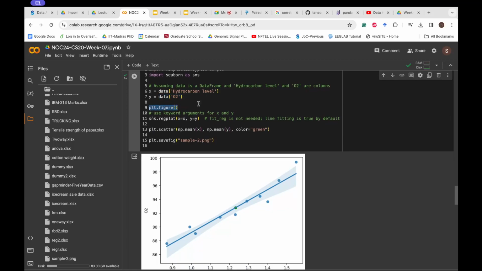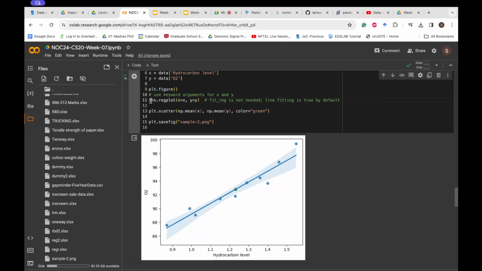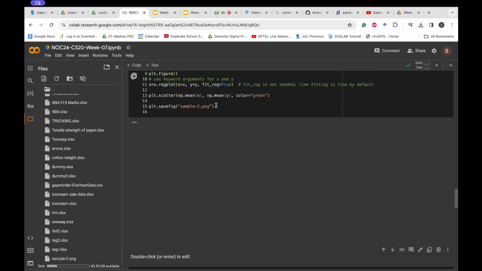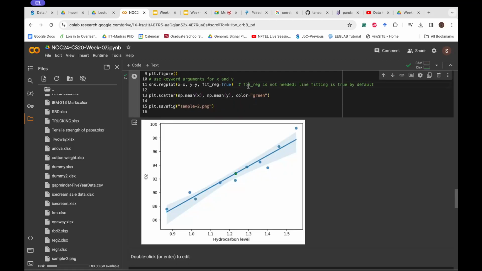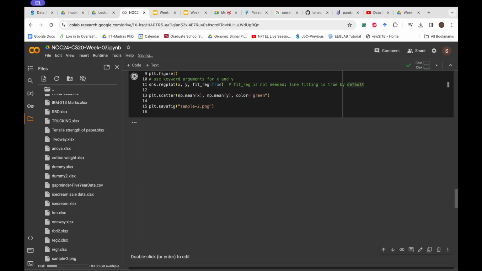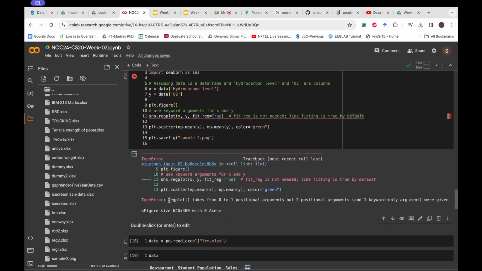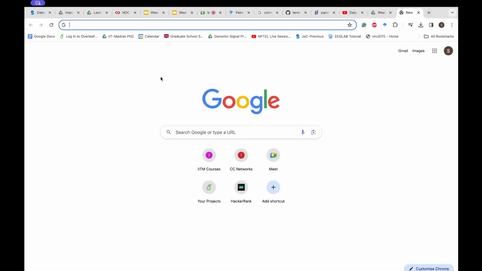As I mentioned, we are creating an instance of a figure with plt.figure, and then Seaborn is one of the libraries used for plotting purposes. In the lecture slides, you might see a parameter which is now deprecated: fit_reg equal to True, as given by Professor Ramesh. If you try this, it will throw an error that regplot takes 0 to 1 positional arguments, because that was the older version of the library.